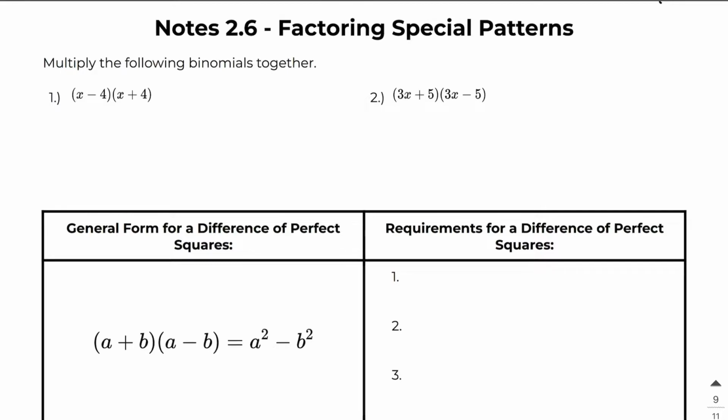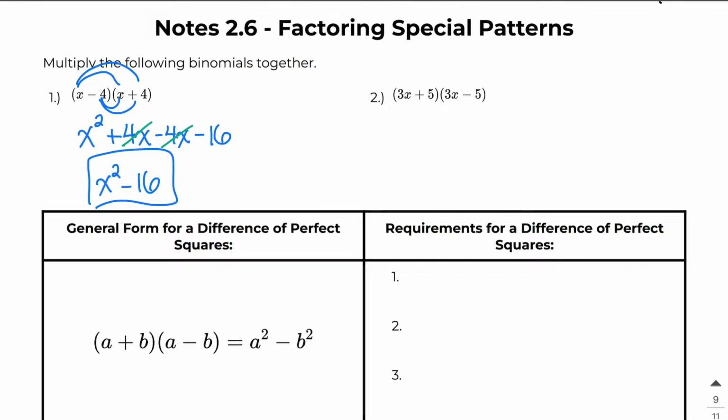So F stands for first. I'm going to multiply the firsts together. X times X is X squared. Then I'm going to do the outside, or the outer. X times 4 is positive 4x. Negative 4 times x is next, which is negative 4x, and then negative 4 times 4 is last, which is negative 16. The 4x and the minus 4x cancel each other out when I collect like terms, so I just get x squared minus 16 here.